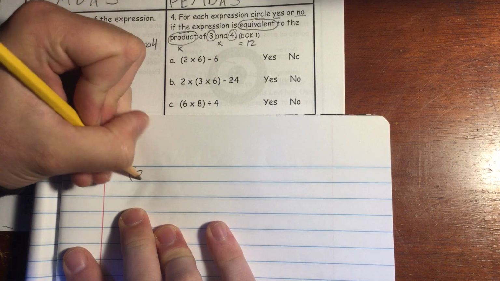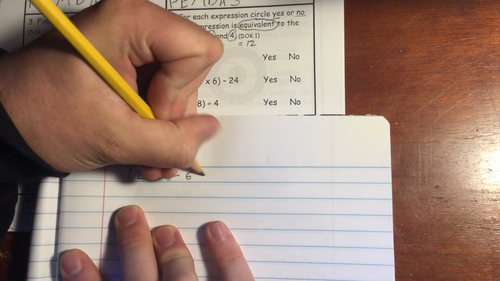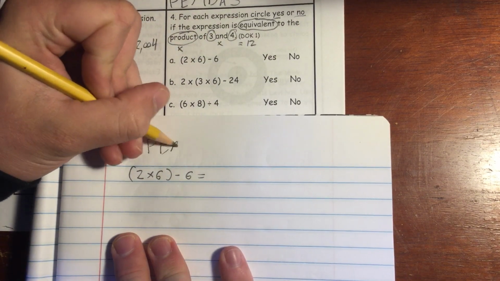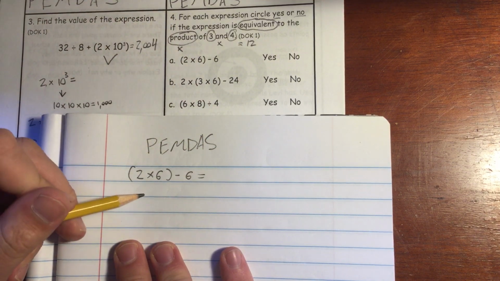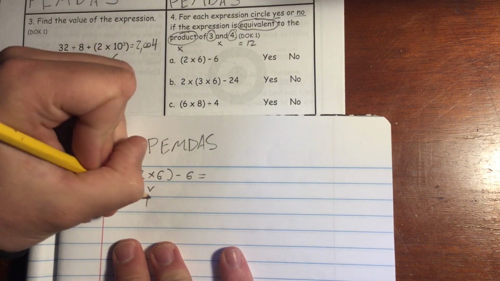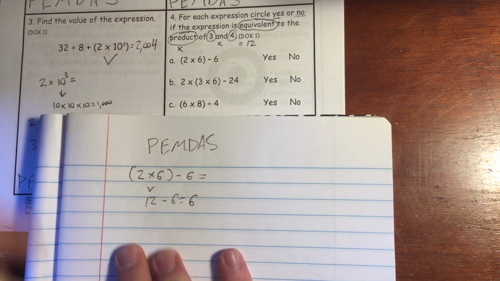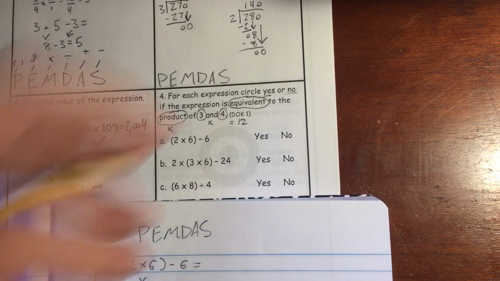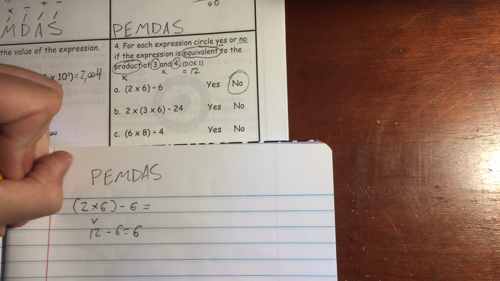So I'm going to do 2 times 6 minus 6 equals, okay, remembering my PEMDAS: parentheses, exponent, multiplication, division, addition, subtraction. First thing I'm going to do is that parentheses, 2 times 6, that gives me 12. Now I'm going to do 12 minus 6, gives me 6. I know that is not going to be equal to 12, so my first answer for A is going to be no.